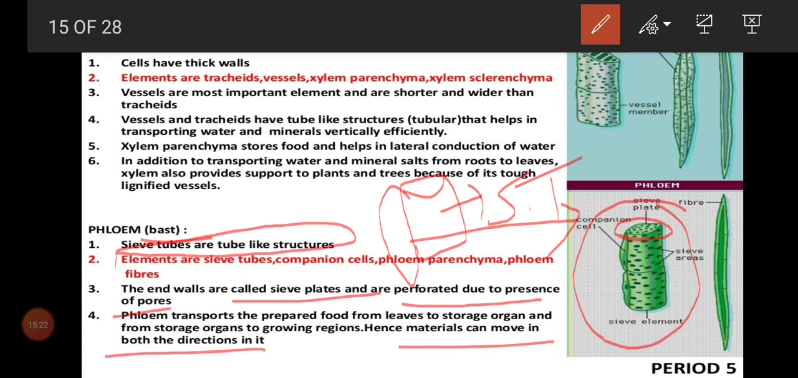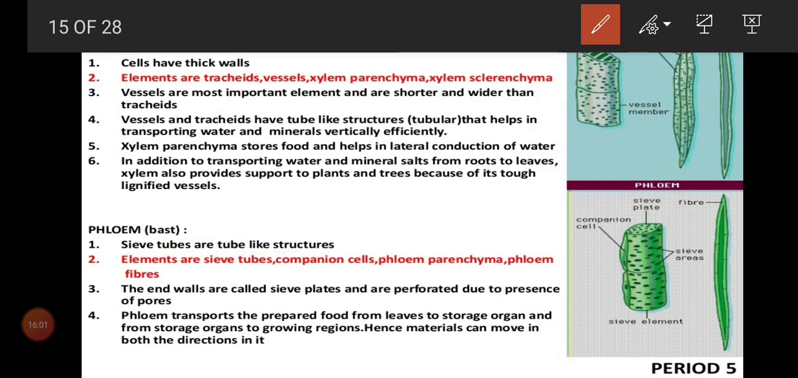But in xylem, water moves only in the vertical direction, from root to other parts of the plant body. But in phloem, we can see both directions: from the leaf to other parts of the body, and also from storage regions to the meristematic region. So in both directions we can see the transport of food items. So now we are clear about the two parts, sieve tube and companion cells, and phloem parenchyma, as we all know, will store the food items.